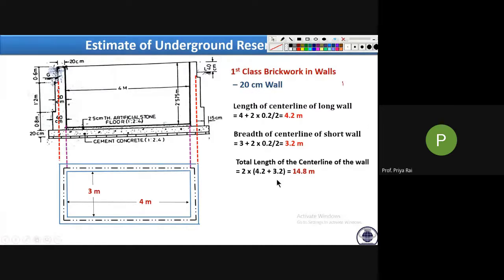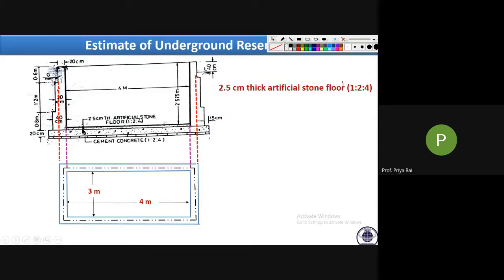Clear? Yes, ma'am. Okay, now you constructed the wall. You constructed everything. Now what is your next construction? What will you do now after constructing the wall? See, we will do flooring. For flooring, the cement concrete ratio is given, and the thickness is specified. See, again thickness is specified.